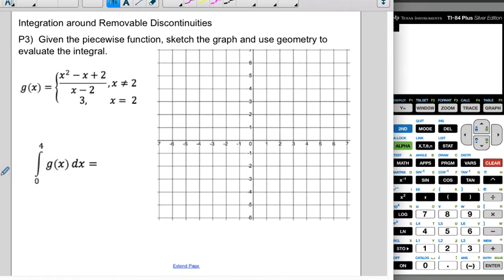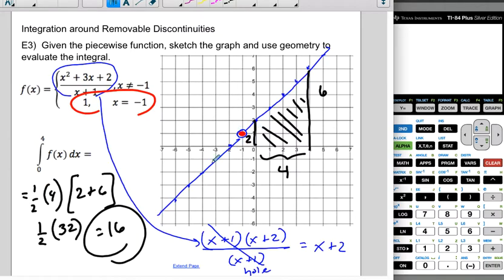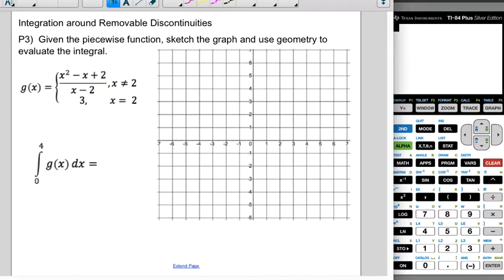And I did say around removable discontinuities. In this one, I accidentally didn't make you do it around the removable discontinuity. It was a poor choice. I should have made you do something on this side, but oh well, you get the idea. So this one actually wasn't integrating around a removable discontinuity because it didn't actually touch on this interval, but the next one will, so my bad.